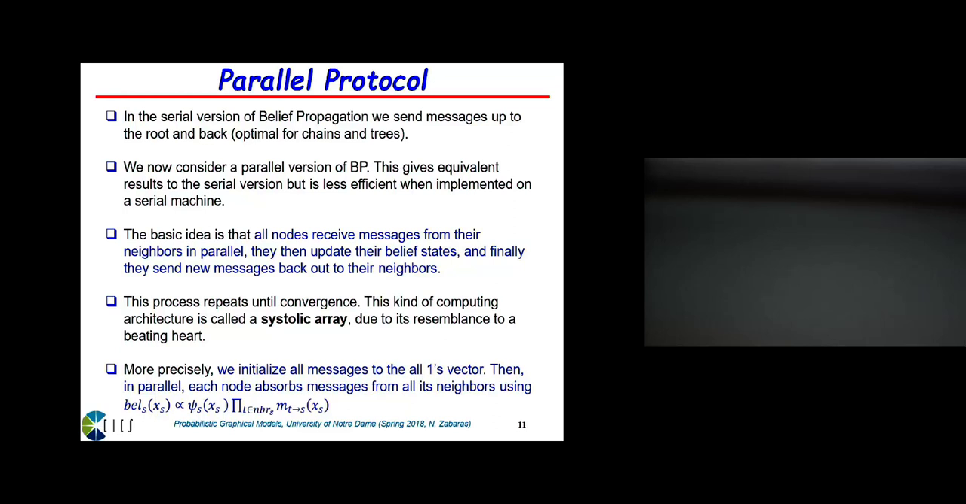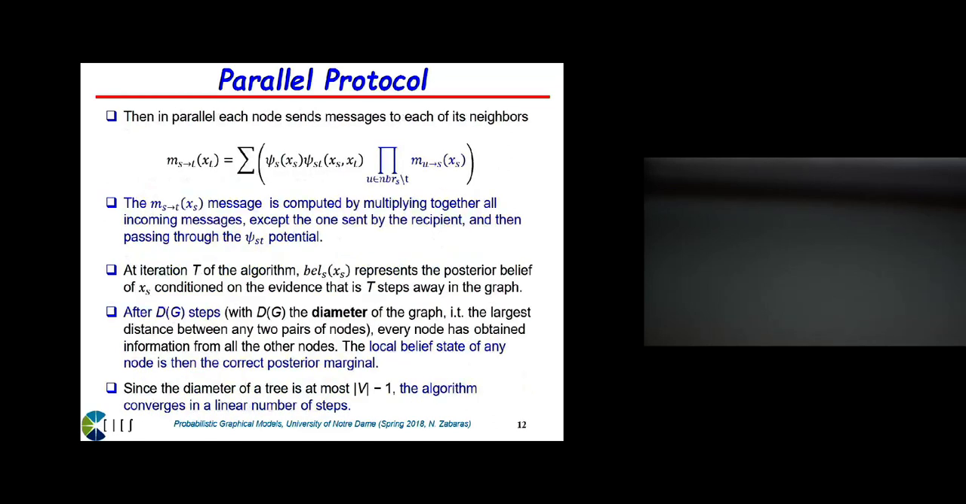So the number of steps that you have to iterate would be as large as the size of your graph. So the algorithm converges linearly with the size of the graph, which is proportional to the number of nodes in the graph.